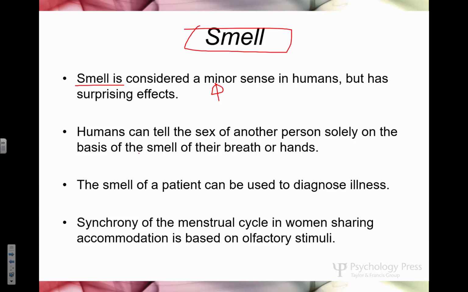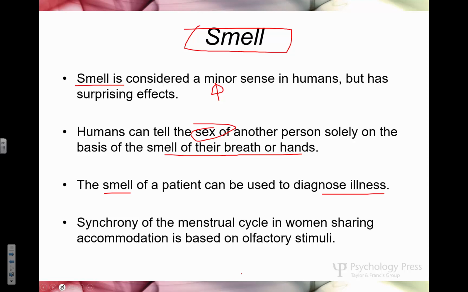But there are some cool things that you can do with smell. There's some evidence that indicates you can determine the sex of another person based on the smell of their breath or their hands. That's kind of an interesting one, right? Smell can also be used to diagnose illness. If you smell somebody and they smell like vomit, they probably got a stomach issue, right, Charlotte? That makes a lot of sense. It's a great diagnostic tool. I've seen these studies where they train dogs to smell cancer cells. Have you ever seen those? I accidentally watched Dateline once and it was on there.